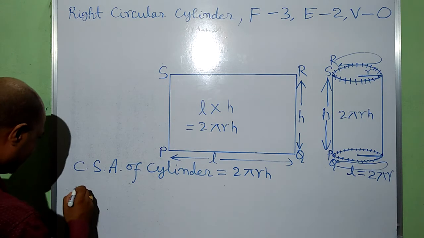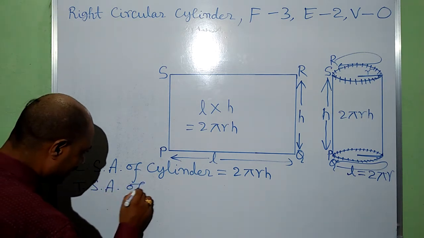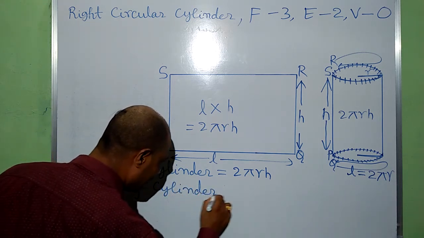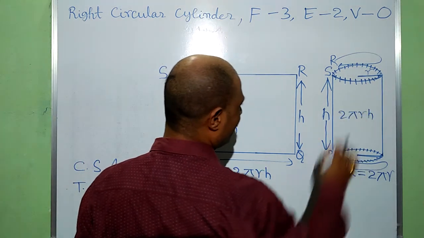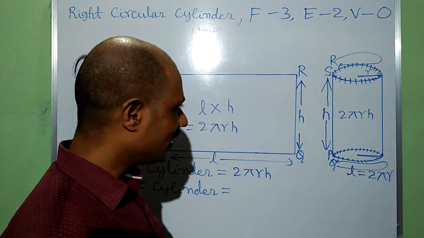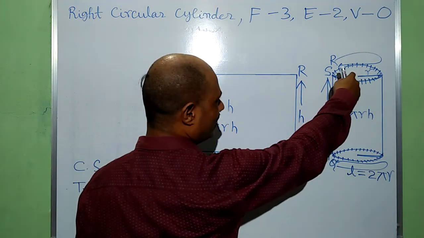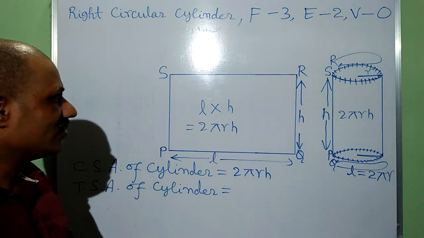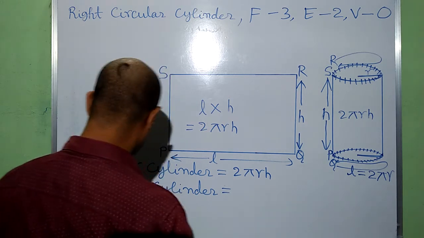Total surface area of cylinder is equal to curved surface area, this part, plus base area. As we know, base is circle and its area is pi r square. Top is also circle and its area will be pi r square. In this way, there are two circles, base and top.